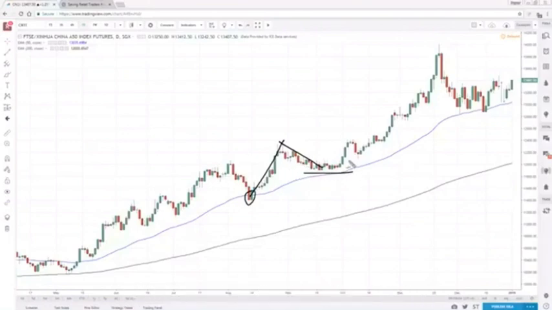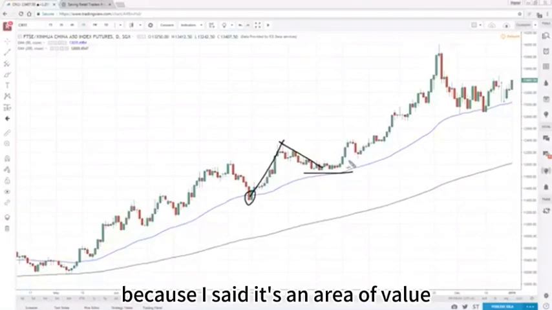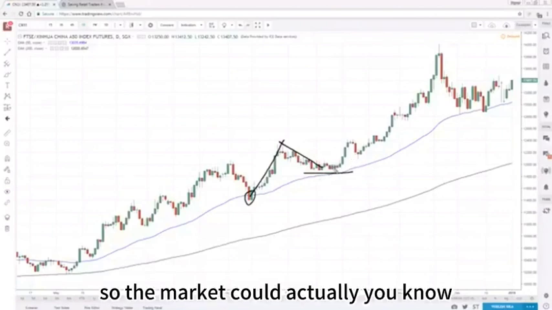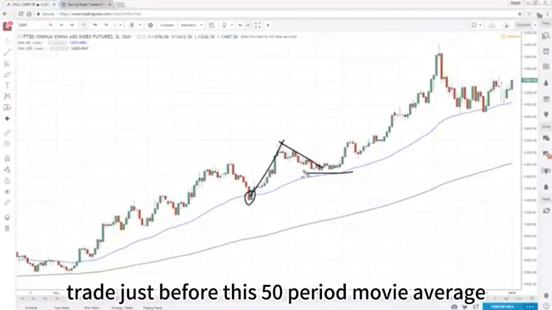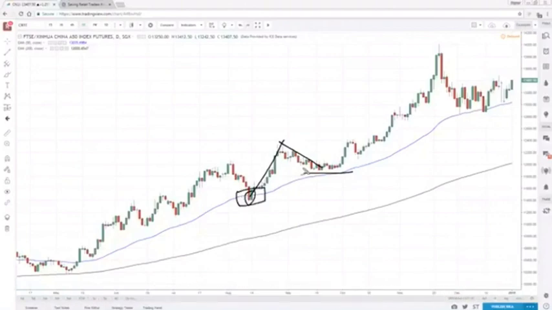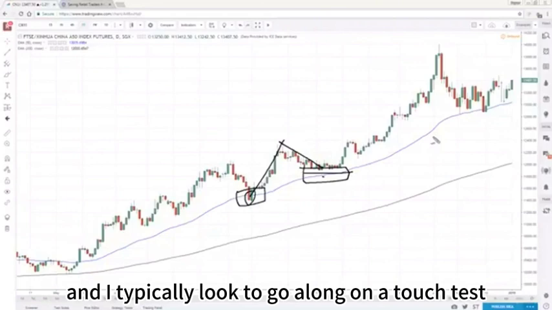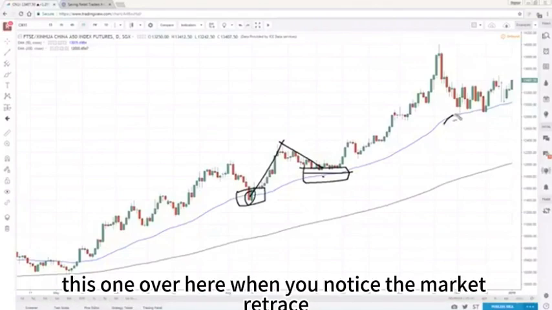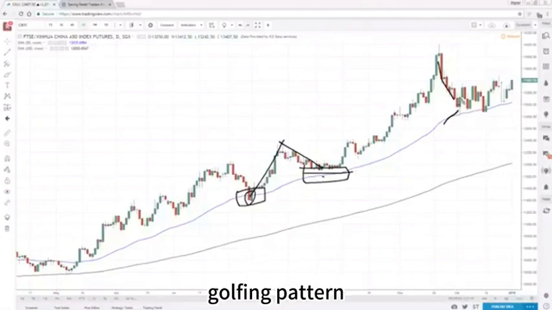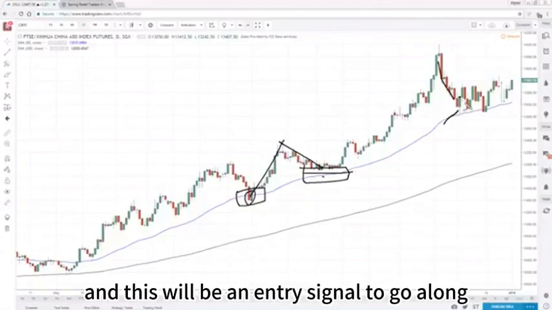Why? Because I said it's an area of value, an area. I did not say the line of value. So I treat this as an area. The market could trade just before this 50 period moving average, or you could trade slightly beyond it as well. So one test, two tests, and I typically look to go long on the third test, which is this one over here, where you notice the market retrace. And you have somewhat of a bullish engulfing pattern, market closes higher, and this will be an entry signal to go long.